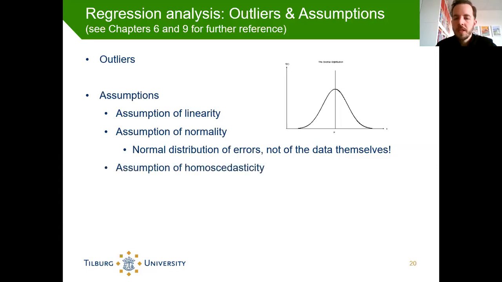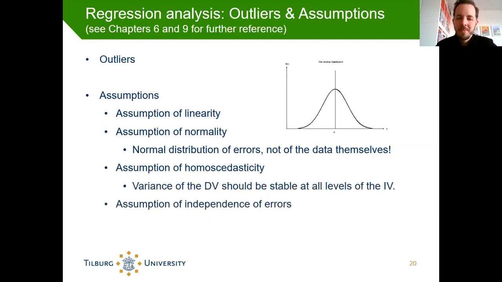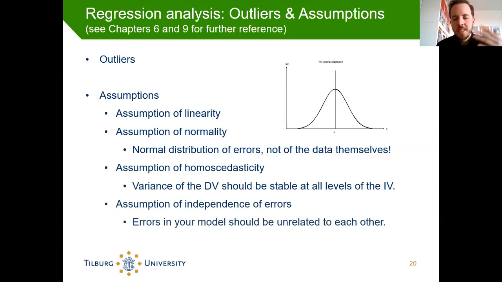That's just another assumption. There's another assumption of homoscedasticity. You can also read about this in the book. Another assumption is the assumption of independence of errors. Errors in your model should be unrelated to each other, which is also often the case. So read about this in chapter 9 of the book.